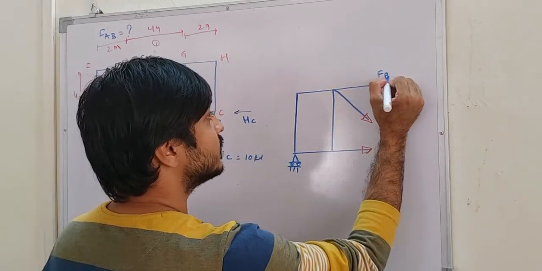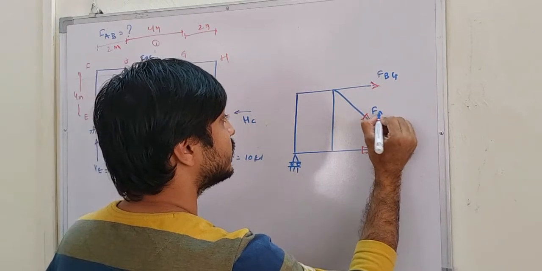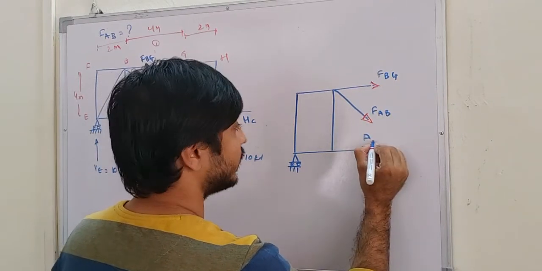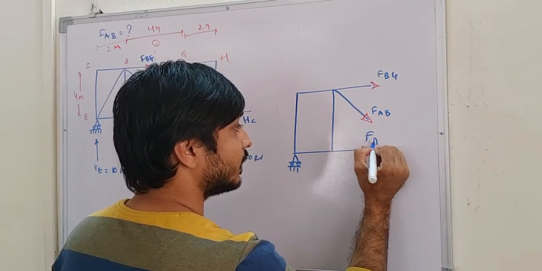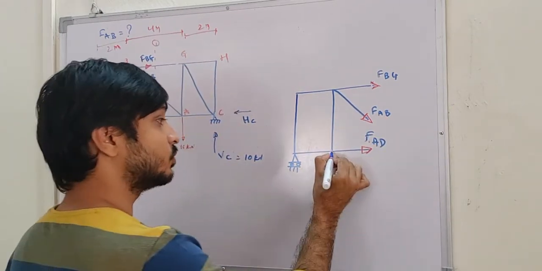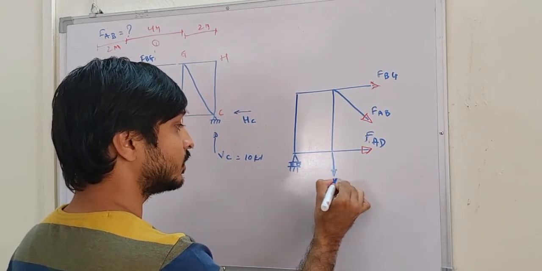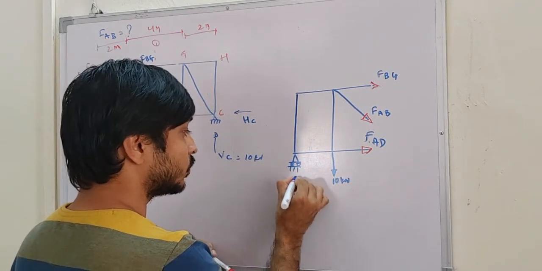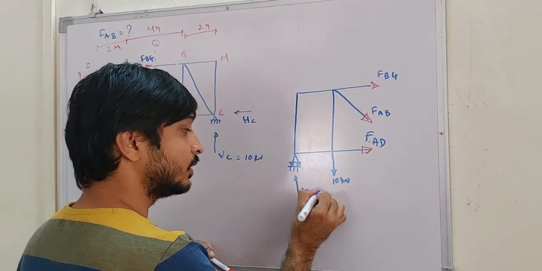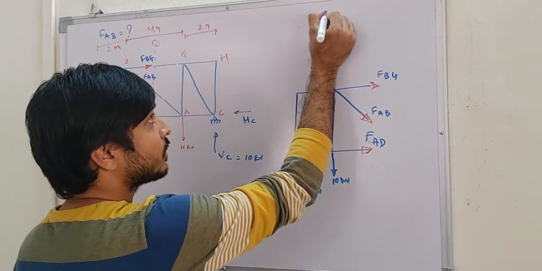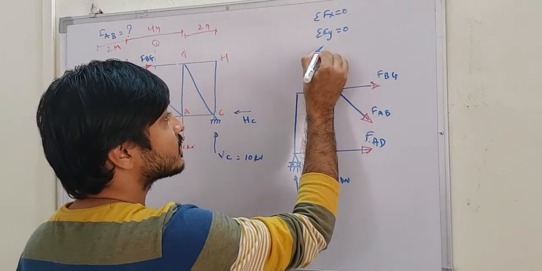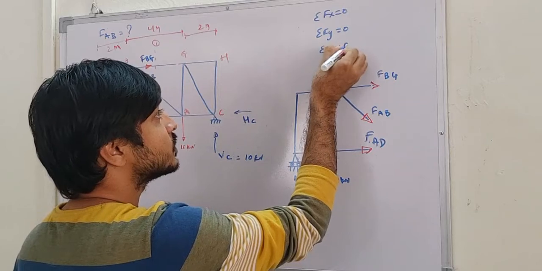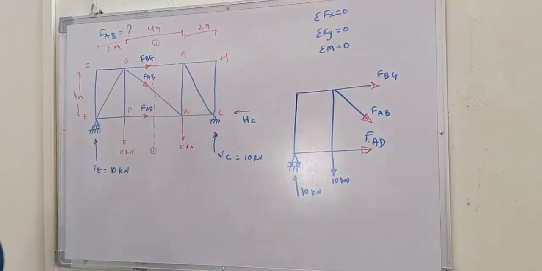So this is FBG, and this is FAB, and this is FAD. And there is one more force which is acting here downward, 10 kilonewton, and there is one more force which is acting here, 10 kilonewton. You have three equations: summation of Fx equals 0, summation of Fy equals 0, and summation of M equals 0. You can use any of these equations.